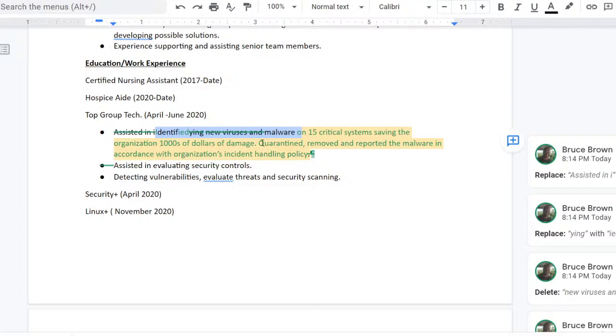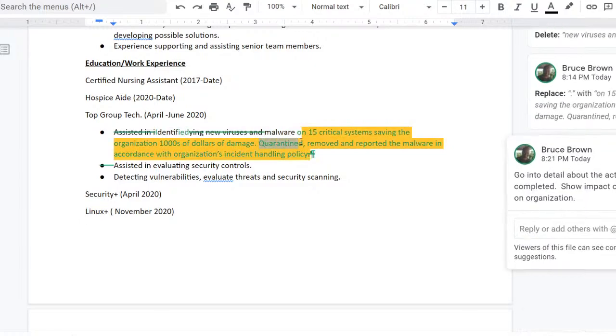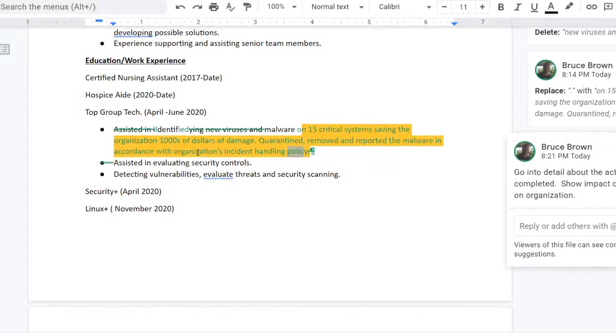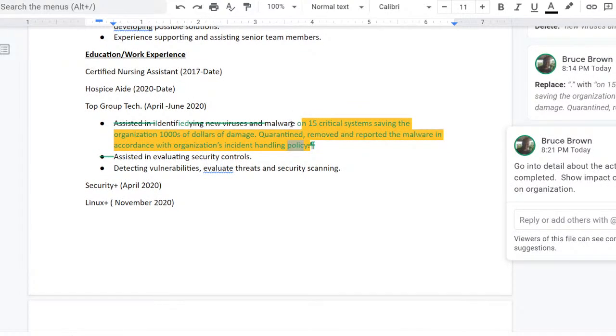Another thing is when you go into detail, it allows you to do things like putting more keywords and key phrases in there. One of the keywords and phrases is incident handling. Policy is another one. Of course, malware, and you could also have put Symantec and what kind of tools you use. You want to put as many in there as possible because that's more keywords.